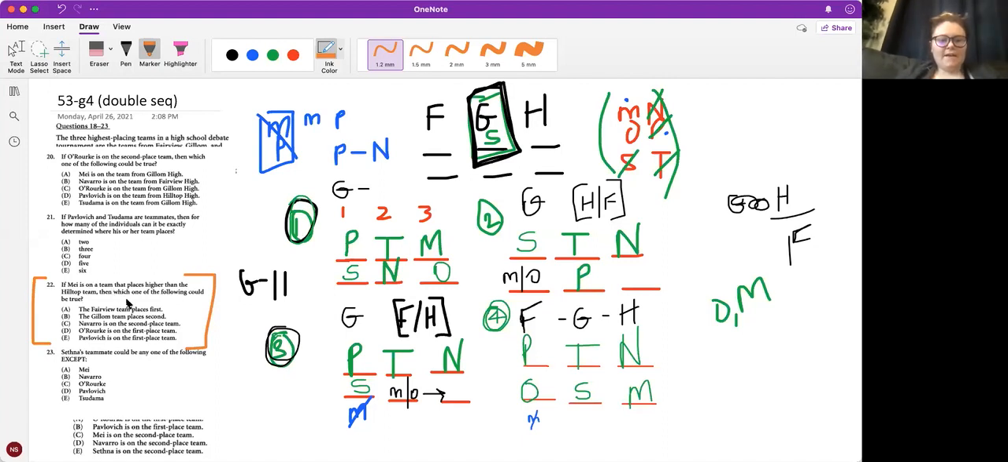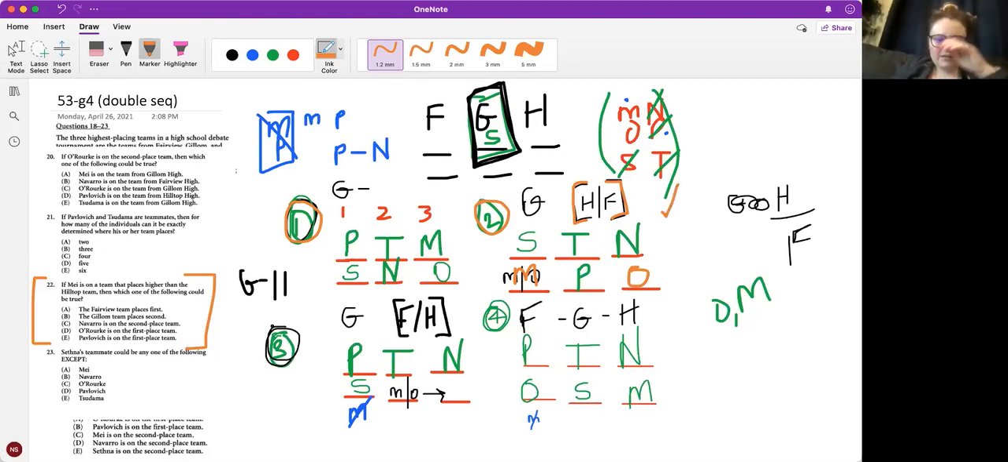So for 22, it says if M is on a team that places higher than H. So we're saying that M has to be before H when it comes to the placings. So in 1, can M ever be before H? No. Nope, so we're not looking. Excellent. And 2, can M ever be before H? Yes. So if M goes here, all we know is that O goes here. But can we determine where H and F are? No, both of them would work, right? So it's okay. You're right. We're going to look at this world.